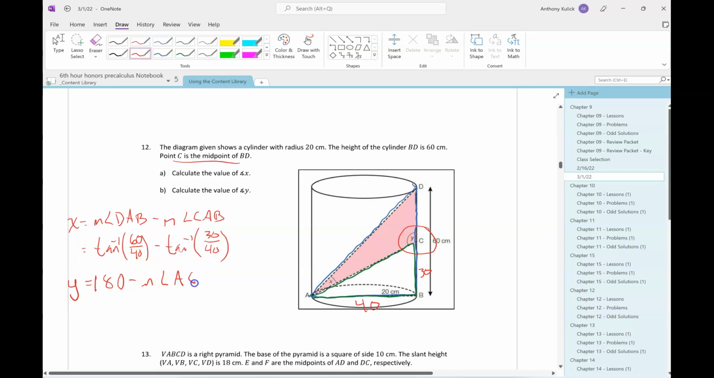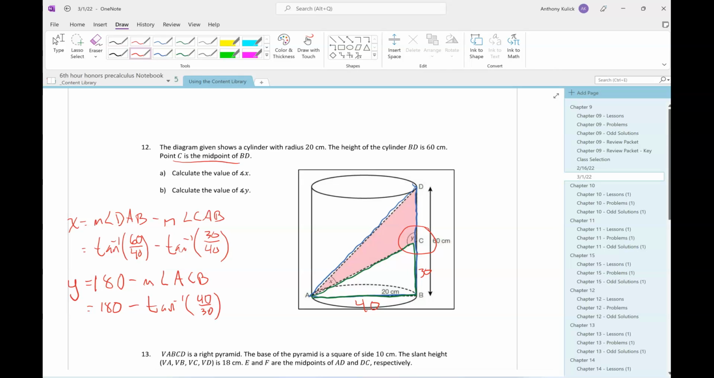So ACB. And again, that's part of a right triangle, so I can just do right triangle trig on that. So tan inverse of opposite over adjacent. Or you could have borrowed, you already found angle CAB, so you could have done 90 minus that to get angle ACB, depending on which one you did first. You know what I mean?